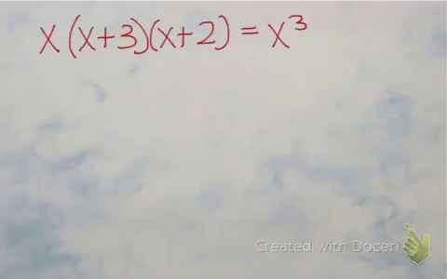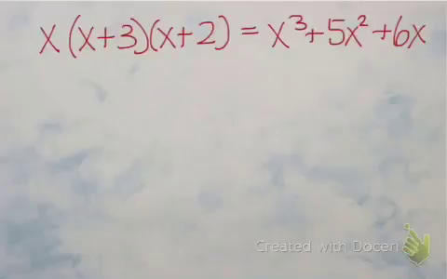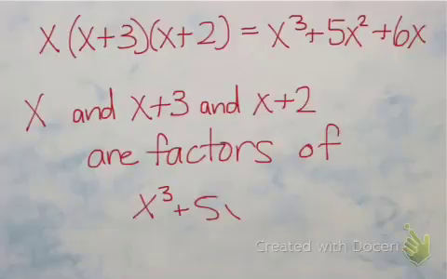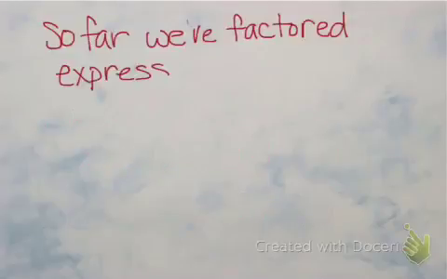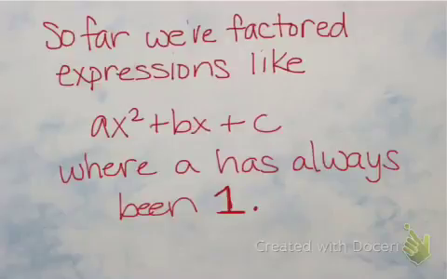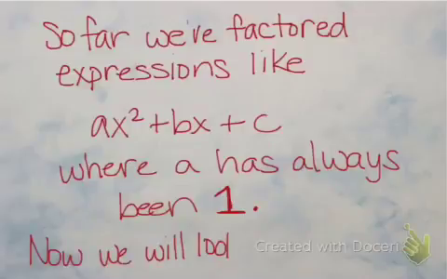Okay, so when we have a polynomial and we multiply it out, a polynomial that looks like this is going to multiply out to be x cubed plus 5x squared plus 6x. So when we talk about this polynomial, x plus 3 and x plus 2 are factors of x cubed plus 5x squared plus 6x. So far when we factor, we've factored expressions that look something like ax squared plus bx plus c, but a has always been 1. Makes it pretty easy to factor.